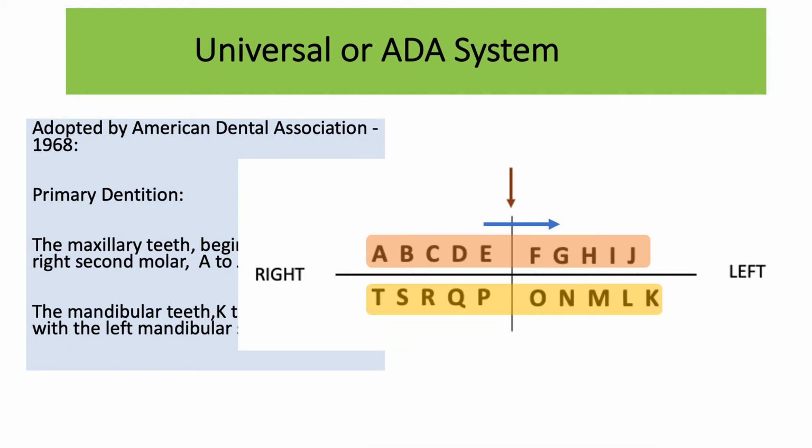In the lower arch, it is alphabetically represented from K to T, where K will be designated to the lower left second molar and T will be the lower right second molar. Another thing to keep in mind is that they will be represented by capital alphabetical letters. So in the primary dentition, it will be numbered from A to J in the maxillary teeth and K to T in the mandibular.